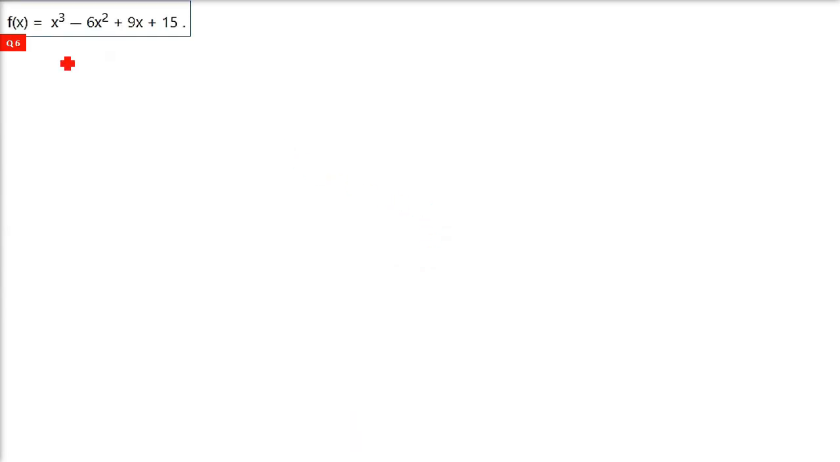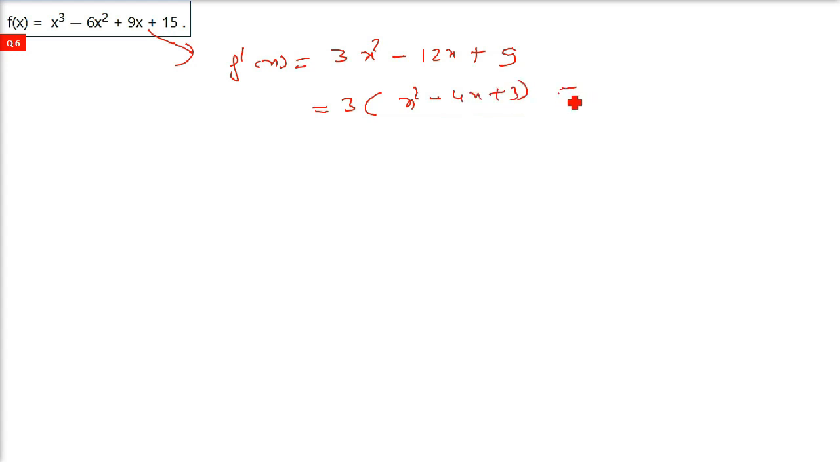This is the whole thing you have to write: x cube minus 6x square plus 9x plus 15. So f dash x is equal to 0. First we have to find out the f dash x, so I am differentiating it right now. I am taking 3 outside. You will get x square minus 4x, and 3 nines are 9, so you get 3. So you have to place it as 0. 3 cannot be 0, so eventually x square minus 4x plus 3 has to be 0.